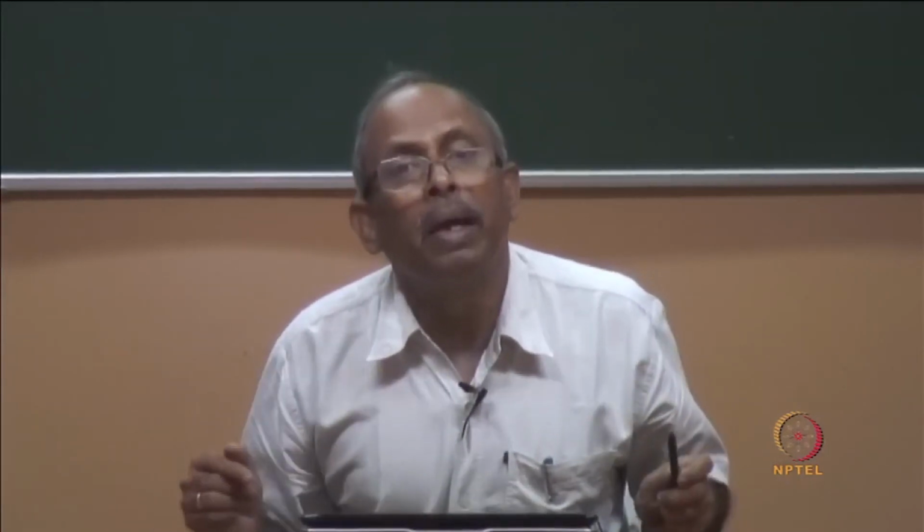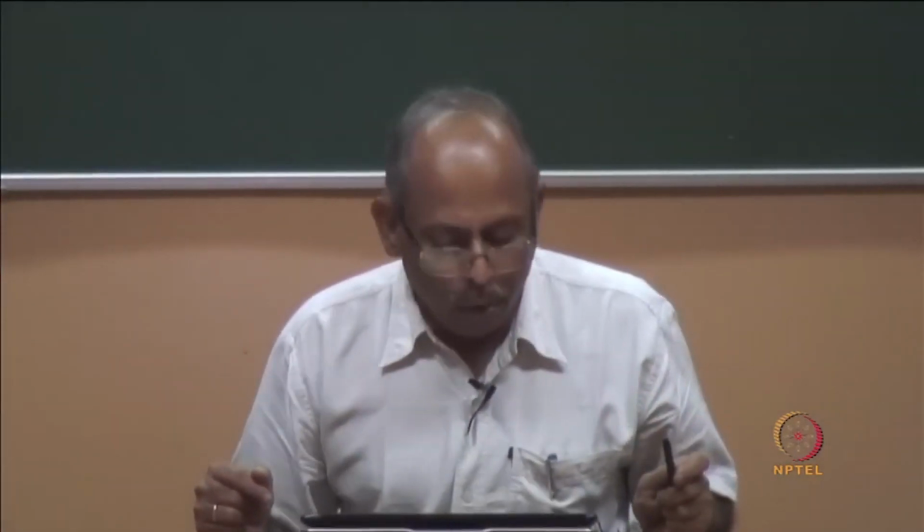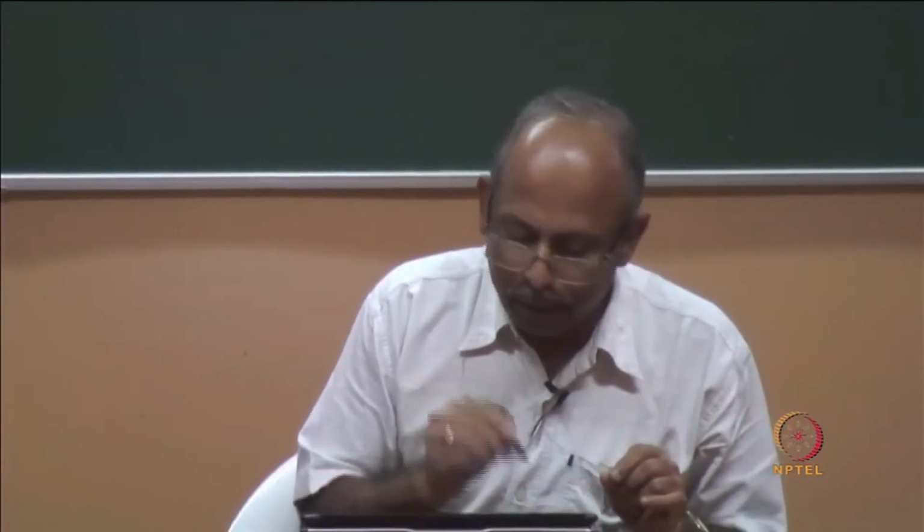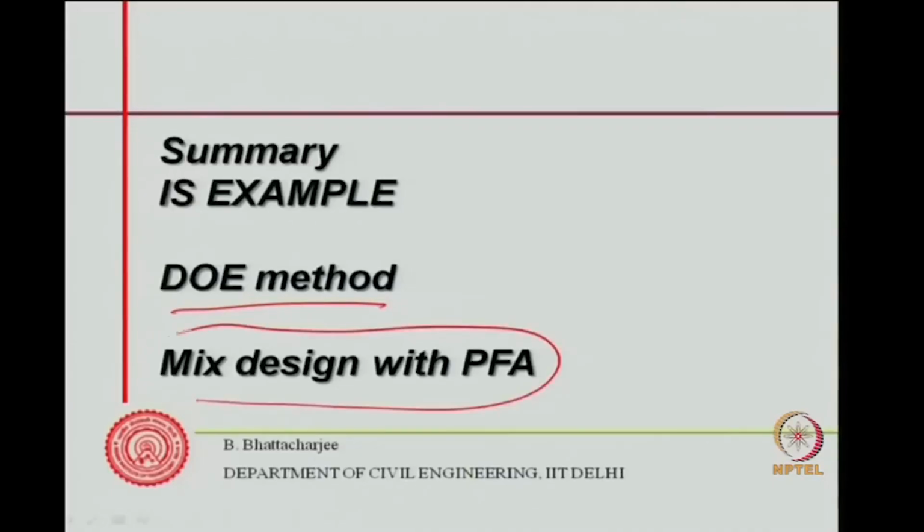The K suggested is around 0.3. To summarize, we have now looked into an example of the IS code, we have looked into the DOE method, and in this DOE method we have also looked into mix design with PFA, that is pulverized fuel ash or fly ash. With this we conclude module 4 lecture 3.